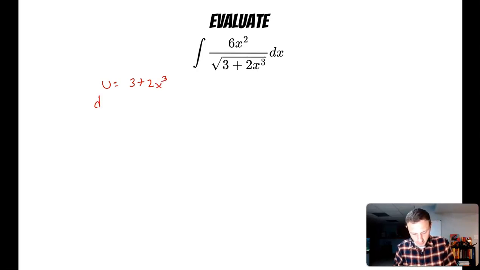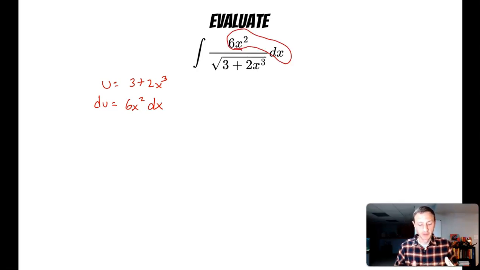And then take the derivative. So du equals the derivative of 3, which is 0, and then the derivative of 2x to the third is going to be 6x squared dx. Look at that. 6x squared dx, 6x squared dx. Nice. We have an easy substitution that helped us out completely. We don't have to offset anything. We don't have to worry about any lingering constants. It all substitutes out.